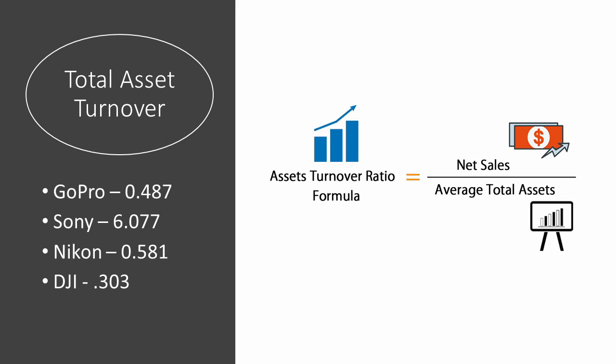Next, the total asset turnover measures the value of a company's sales or revenues relative to the value of its assets. The asset turnover ratio can be used as an indicator of the efficiency with which a company is using its assets to generate revenue. GoPro has an asset turnover of 0.487, which is one of the lower ratios in their market. Compare this to Nikon with 0.581, Sony 6.077, and DJI 0.303.